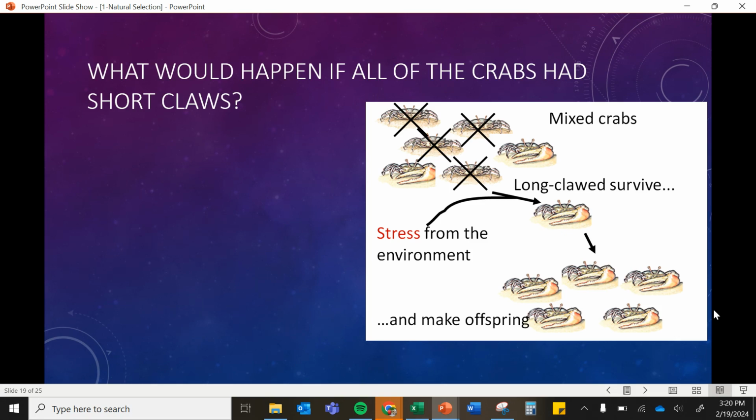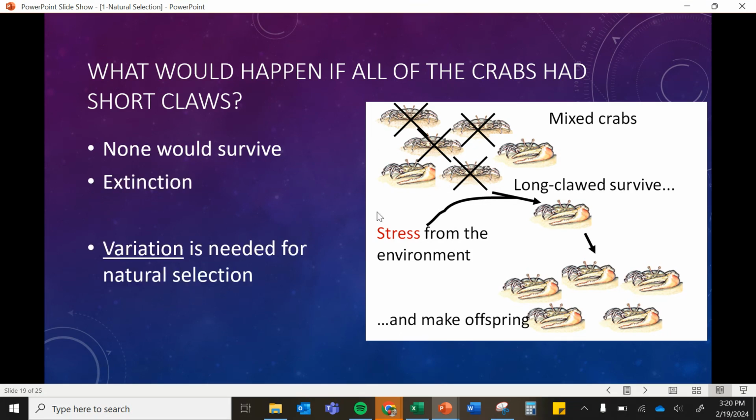Okay, but one thing that we need to think about is what would happen if all of the crabs had short claws at the beginning. Because of this, in this particular environment with this particular stress, it could be that none of them survive, or ones that have slightly larger claws would survive. And over time, they get larger and larger and larger because of that variation. And it could lead to extinction. But again, that variation is important for natural selection to happen.